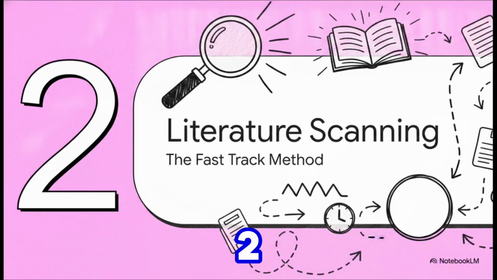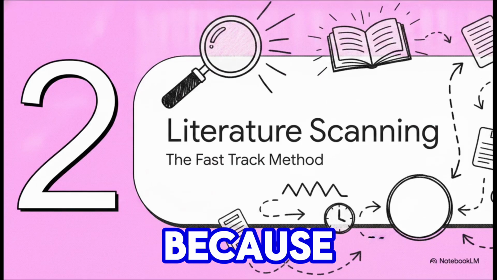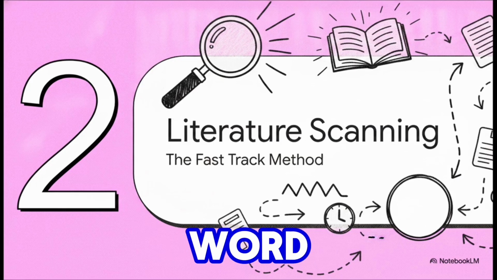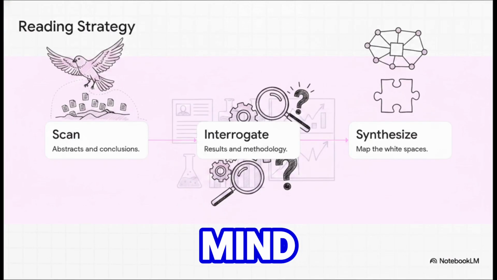Moving right along to Section 2, fast-track literature scanning. Because let's be real, how do we find these gaps without reading thousands of pages word for word? To do this without losing your mind, you need a systematic, three-tier reading method.